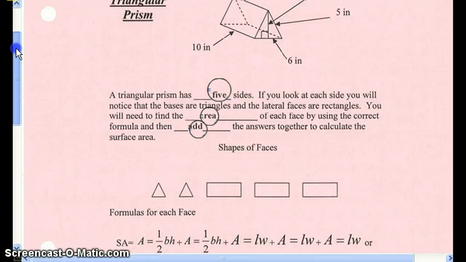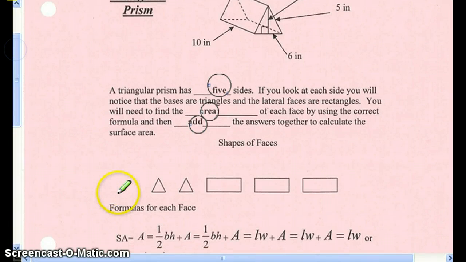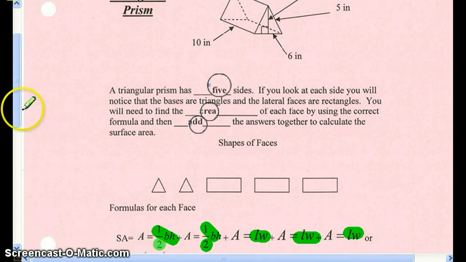The formulas are a little bit different because now we have some triangles. For each triangle, we take 1/2 base times height. 1/2 base times height again for the other triangle. And then for the 3 rectangles, we're taking length times width, just like before.